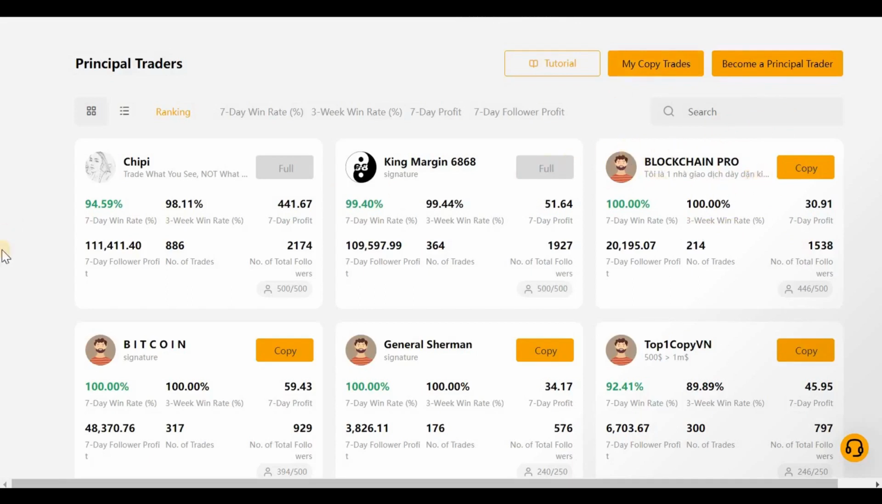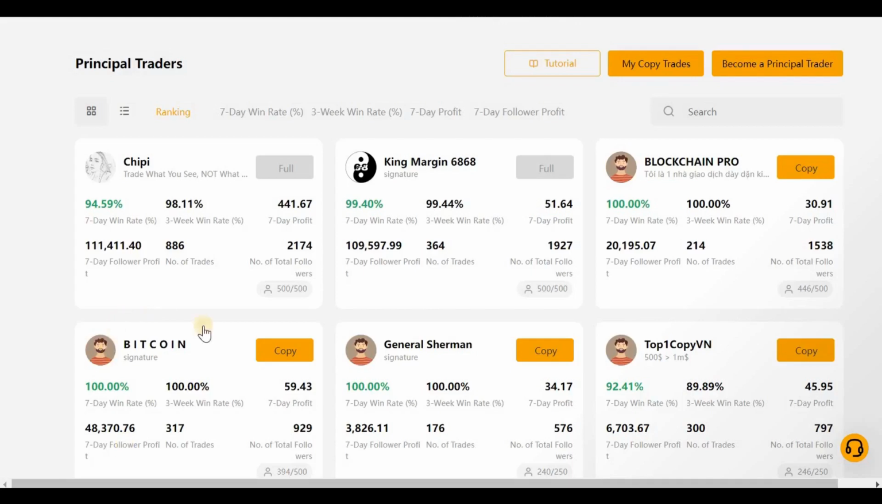You can also look for other profitable traders like this Bitcoin right here and this General Sherman. If you look at this Bitcoin, you would see that he has a better performance with 100% 7-day win rate and a 59.43 7-day profit. This trader currently has made over 300 trades with about 929 followers currently following this strategy. The 7-day followers profit is over $48,000. So this right here is another good profitable trader that you can copy from.